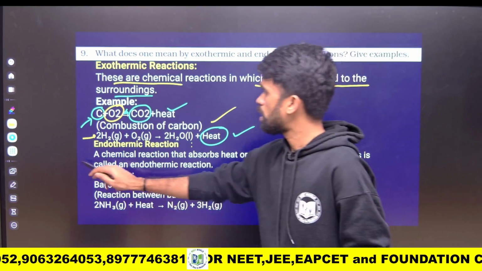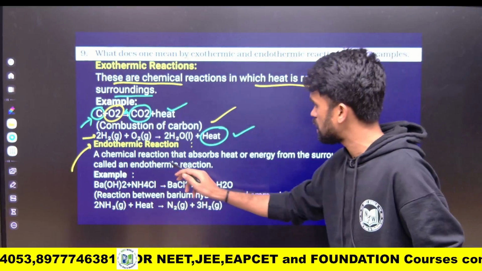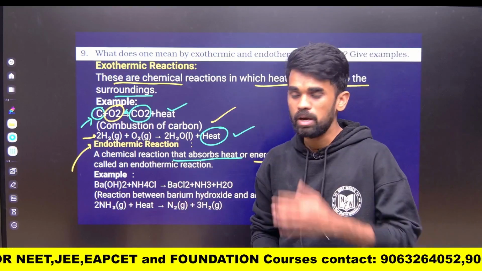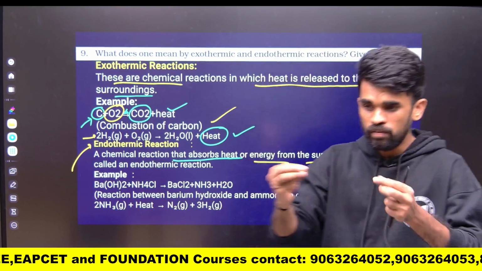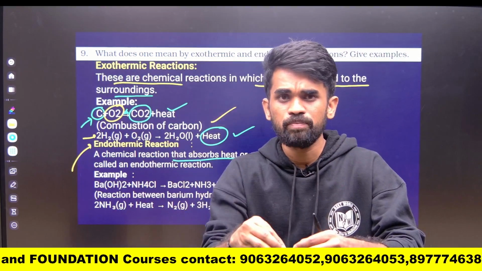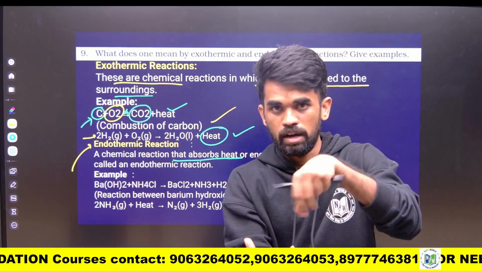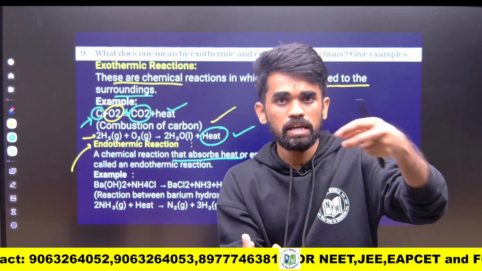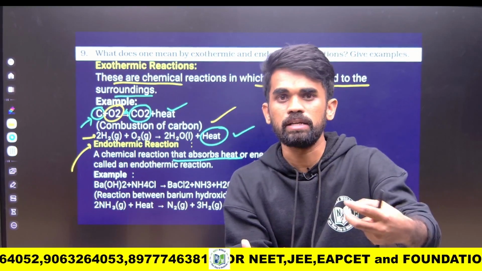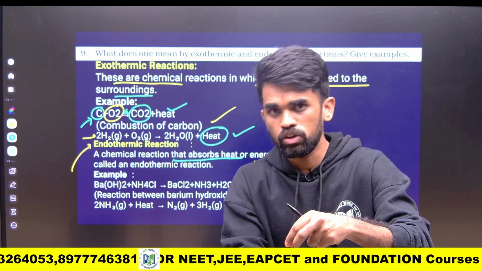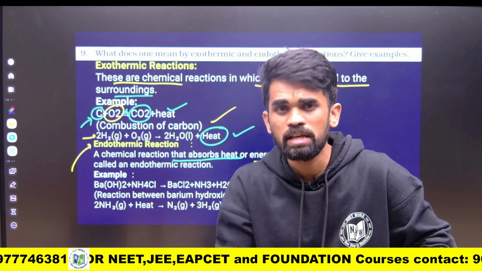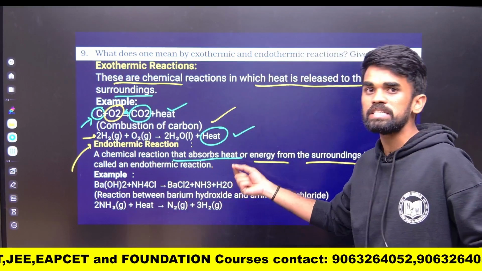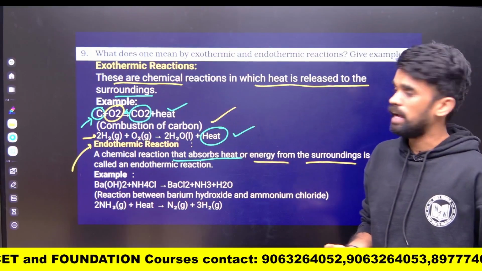Now, what about endothermic process? A chemical reaction that absorbs heat or energy from the surroundings is called an endothermic process or endothermic reaction. For example, we are doing a reaction. During this reaction, if heat is absorbed, if that reaction is taking place in a beaker or some container and requires some heat, it will absorb heat from the outside in order to make the reaction go forward. Therefore we can say those kinds of reactions are endothermic reactions. During the reaction heat is absorbed, therefore those reactions are called endothermic reactions.